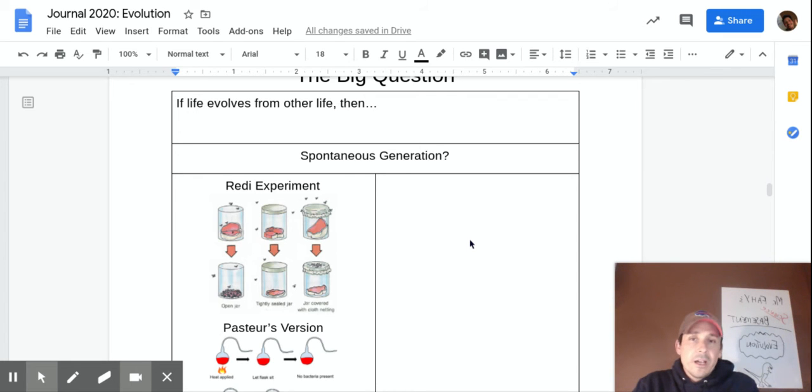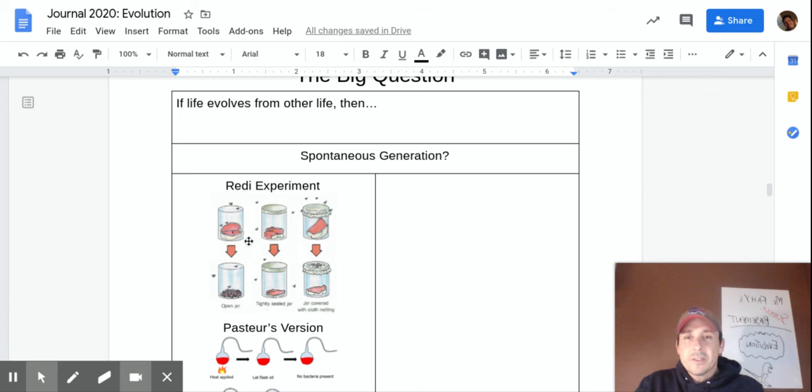This scientist looked at meat. Now, the common thought of the time was, if you leave meat out, meat will rot and will have maggots in it and all those types of things. And a lot of scientists thought that that was spontaneous generation. It was just a life force that sprung up out of the meat and gave rise to new life. So Redi was questioning this, and he was wondering whether or not this was true.